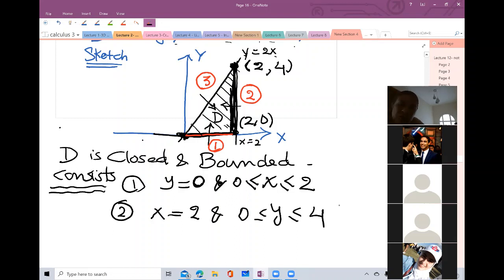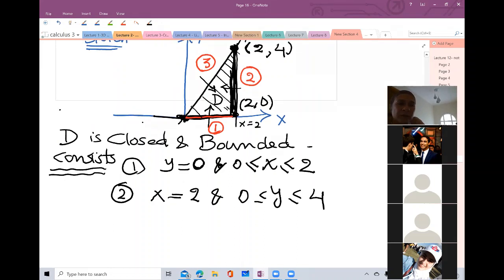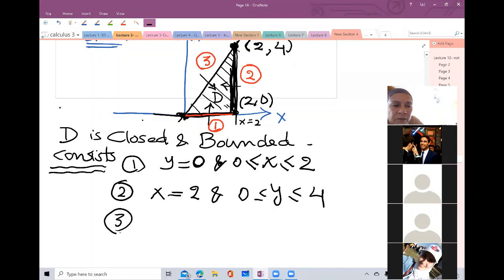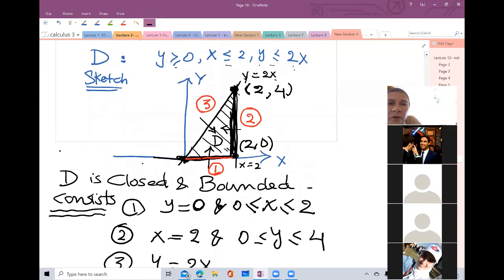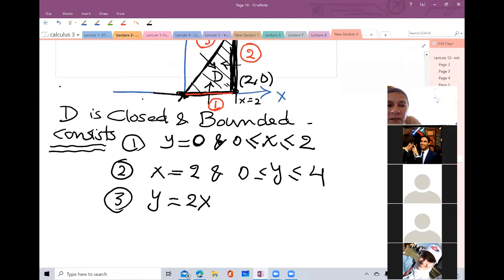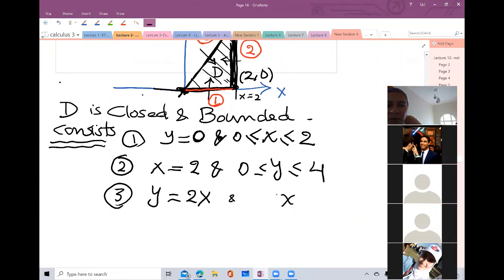This is the range of your y. You still have a third line, which is defined by the equation y equals 2x. Where did I get all this from? From the problem: y is equal to 2x, and this line is defined for the values of x from 0 to 2.